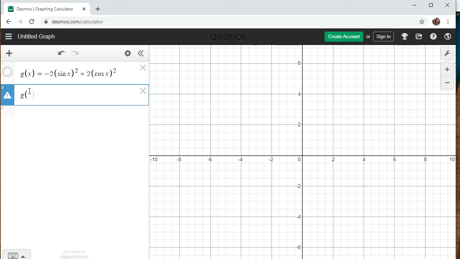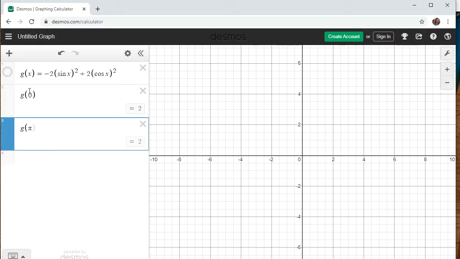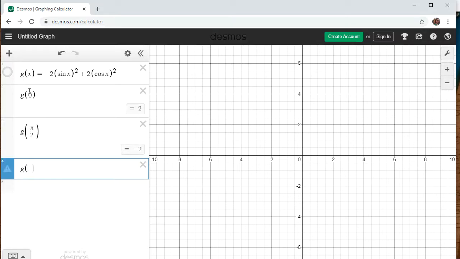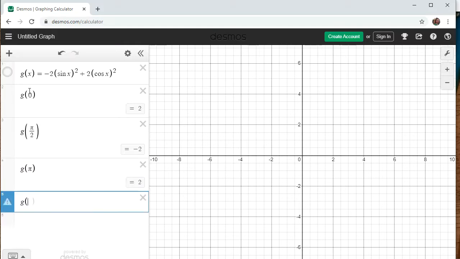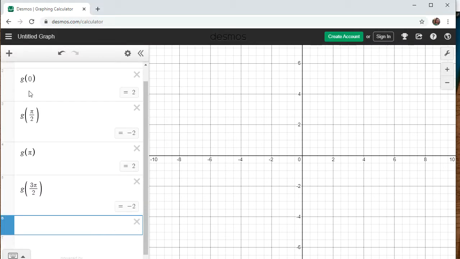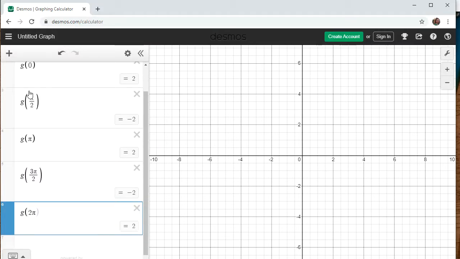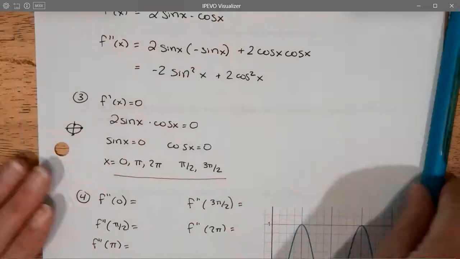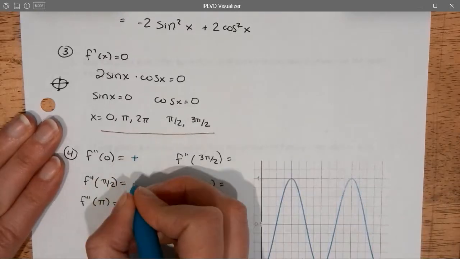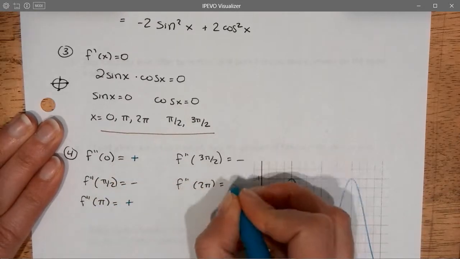So I need g of 0. And so that's 2. I need g of pi divided by 2. I need g of pi, g of 3 pi halves, and g of 2 pi. Okay, so I see positive, negative, positive, negative, positive. All right, so if I flip back my screen, these are positive, negative, positive, negative, positive.